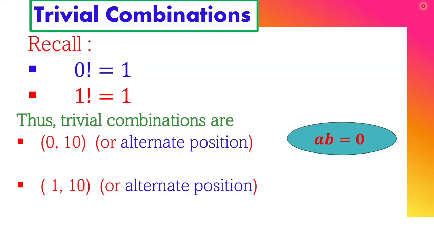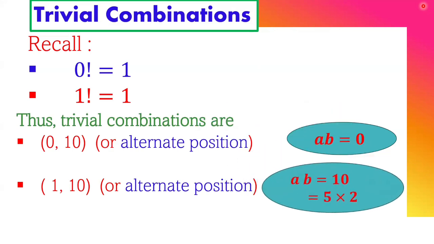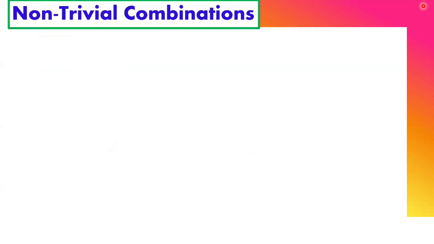Now take the second one, which is 1 and 10, or 10 and 1. In this case, we have ab equal to 10. So therefore, the prime factorization of 10 is 5 multiply 2. Now we'll take a non-trivial combination.